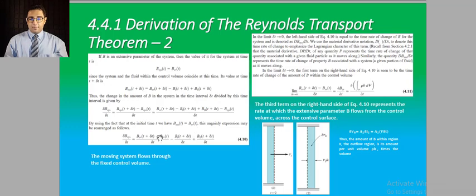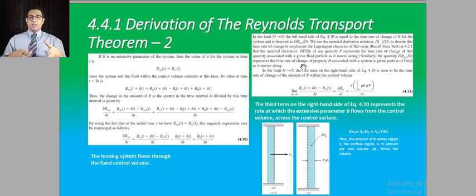This part is illustrating the time derivative. This part is somehow the convective term and the unsteady term. I'm going to illustrate it to you in further slides. As you see, the moving system flows through a fixed control volume by defining this equation.